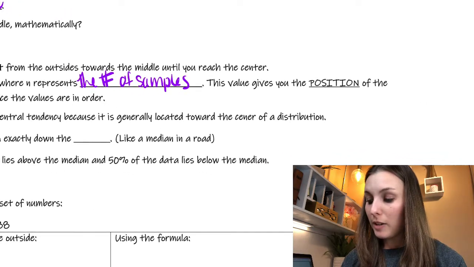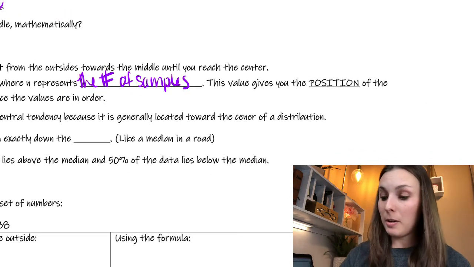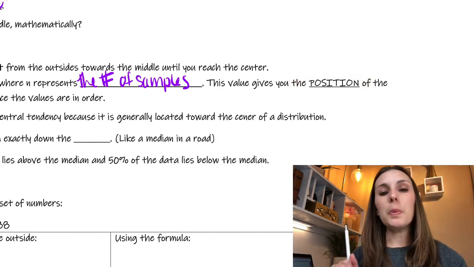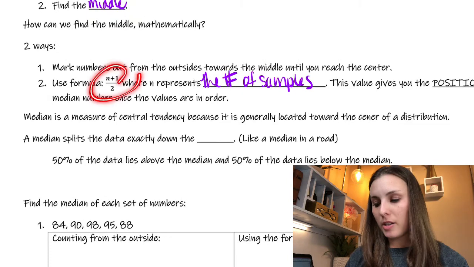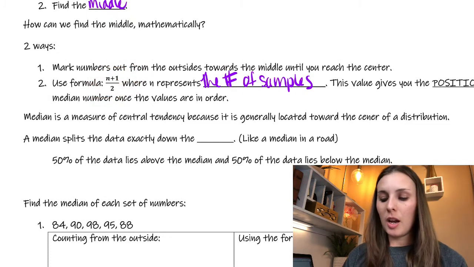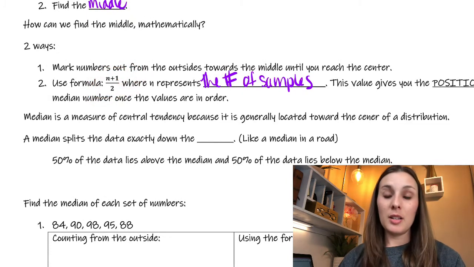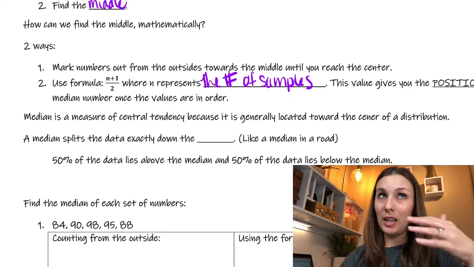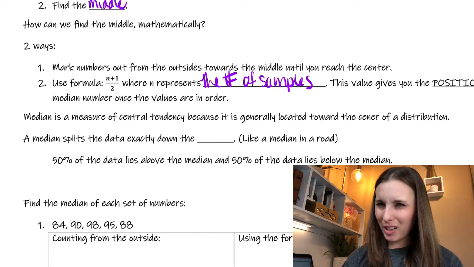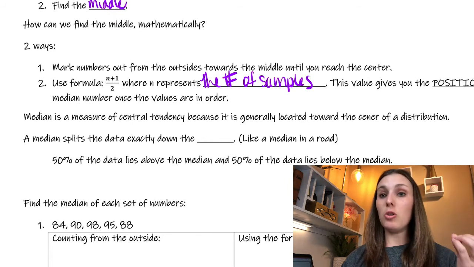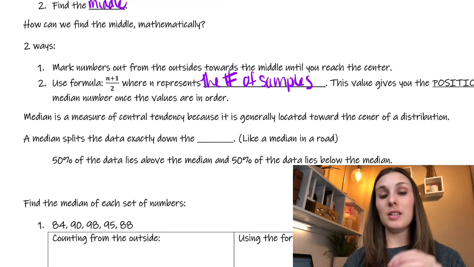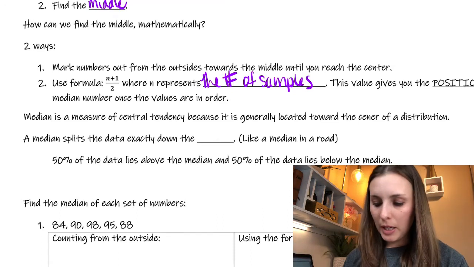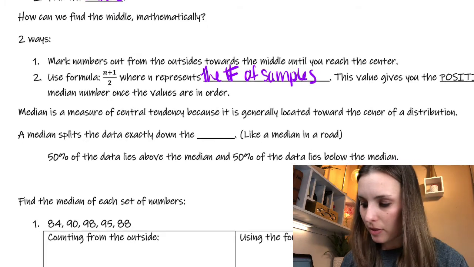And this value gives you not the median, but the position of the median. So please be careful of that. A lot of students do this formula and they're like, oh, I got 9, I'm done. That's not the median. And if you look at your data and 9 is not even in the data, then it can't be the median. That doesn't make sense. It gives you where the median is when your numbers are in order. And I'll show you an example. So median is a measure of central tendency. I've talked about this. It's the center.